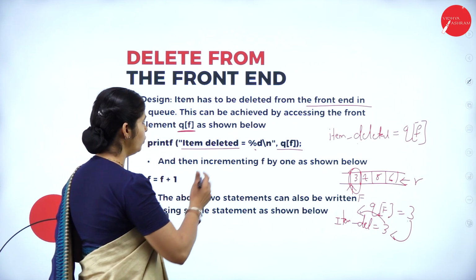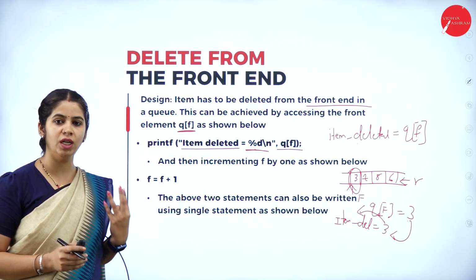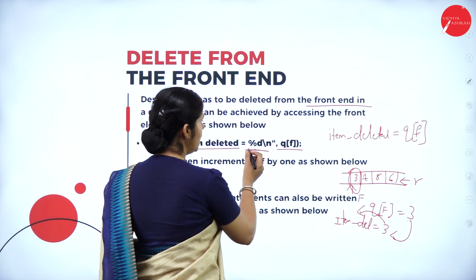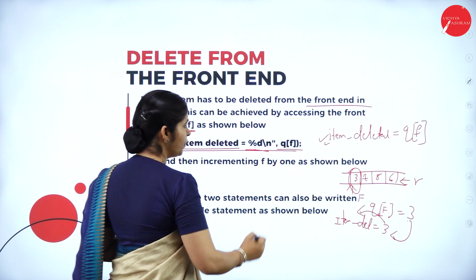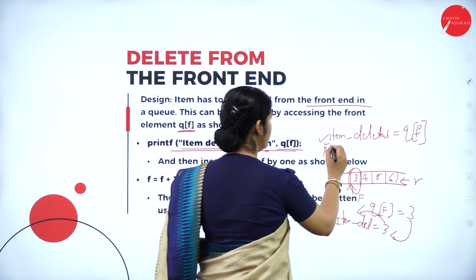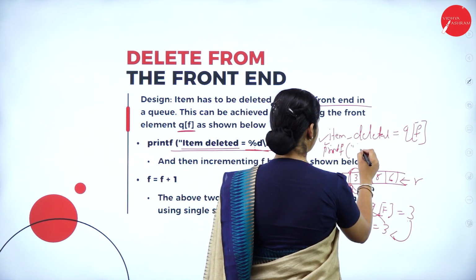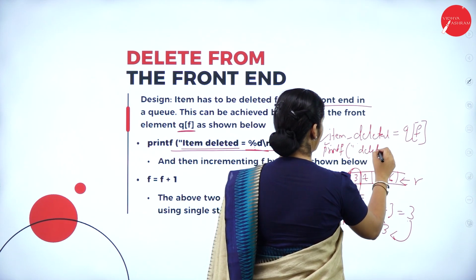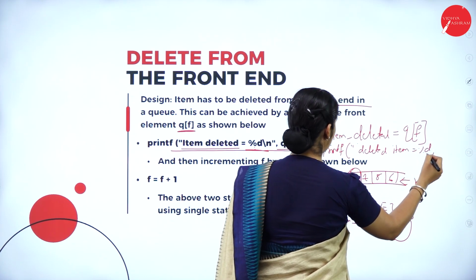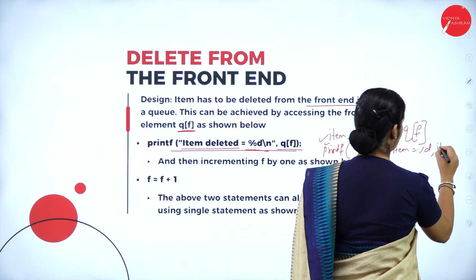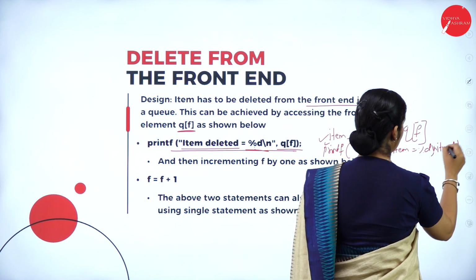After that, what do we have to do? We have to print that particular item, the item we have deleted. That's why we are using percentage d. Either we can write it in a single statement or in two statements. After this, I should write printf deleted item is equal to percentage d, comma, item deleted, slash n, right?